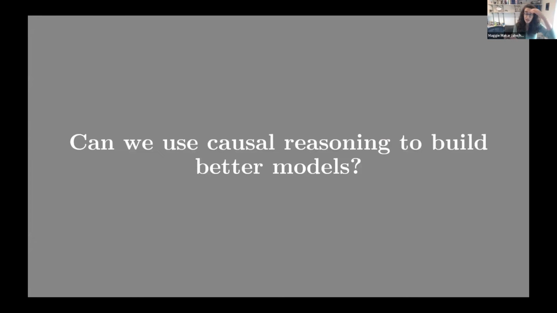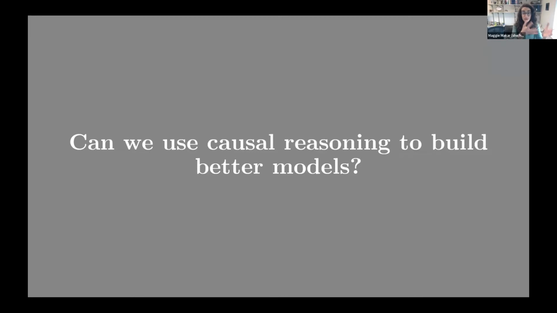What do I mean by better? There are three specific aspects that I'm at least going to talk about today. By better models, I mean more efficient models, meaning they require less data. Also, we can think of fairness. Better models might be fairer models, if you want to think about it that way. And better models might be robust.